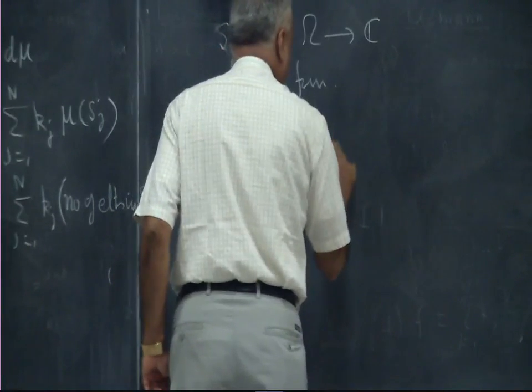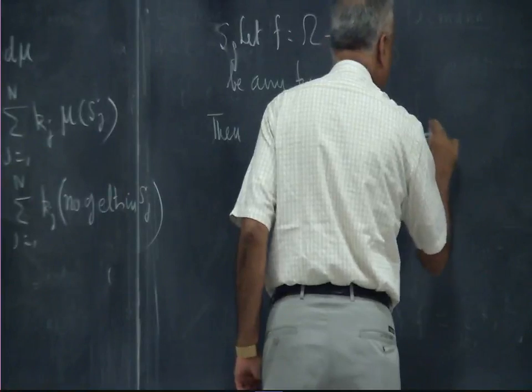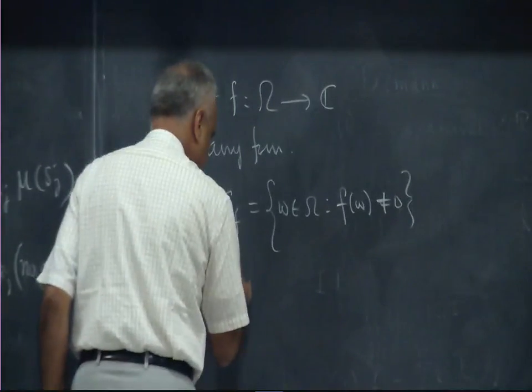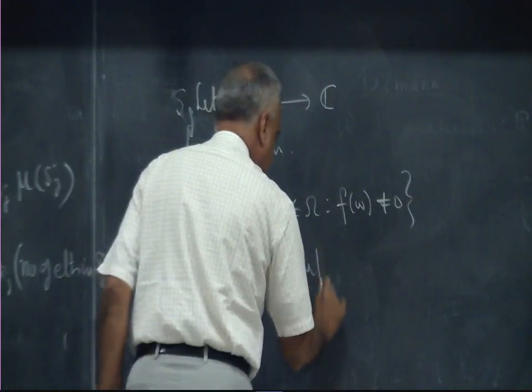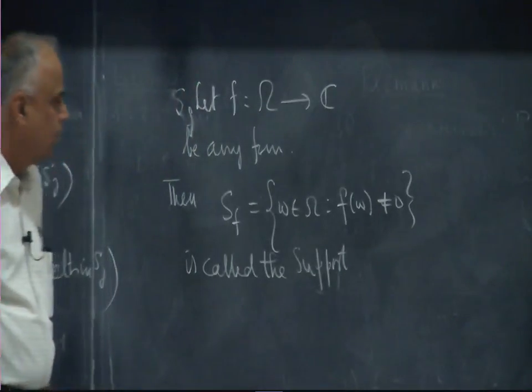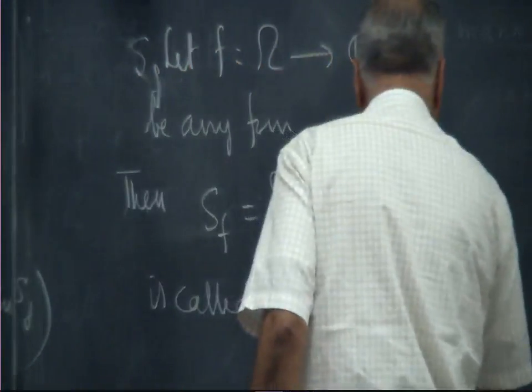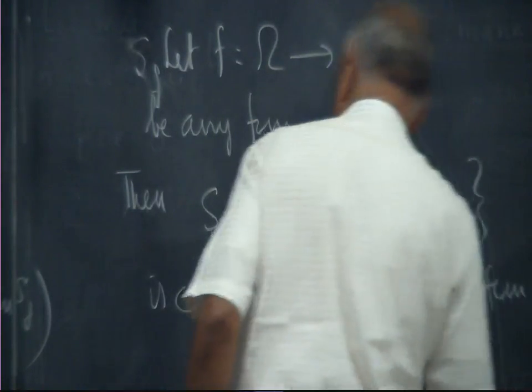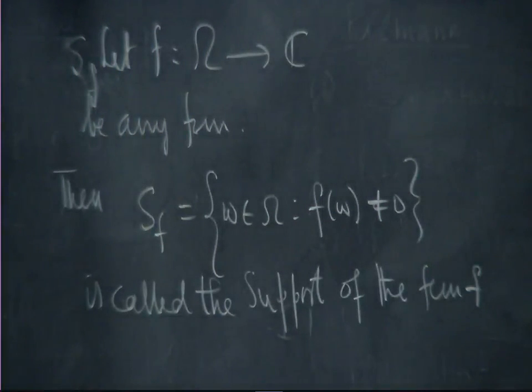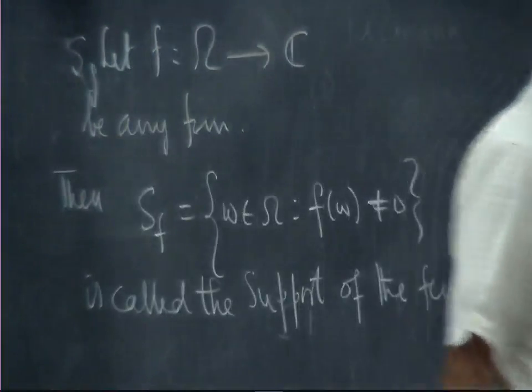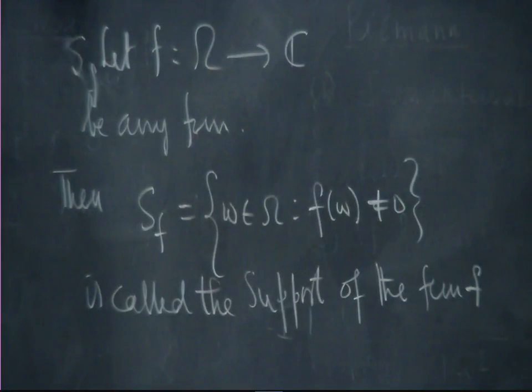Then Sf, the set of all omega in omega for which f of omega is not equal to 0, is called the support of the function f. In this case, when you have topological ideas, it is a little bit more, you have to take a closure of this set. That's where the function is supported. All other places it is 0. So we have the notion of the support of a function. Now the support of a function can be finite, in which case its measure is finite. The support of the function can be infinite, in which case its measure is infinite.